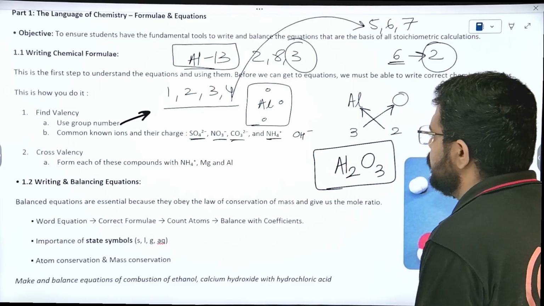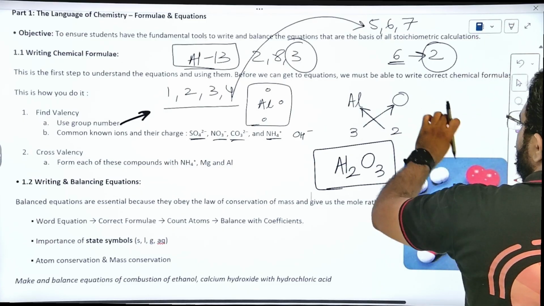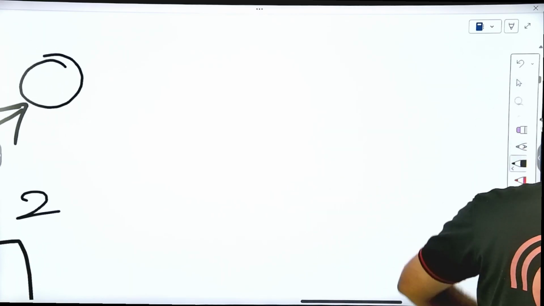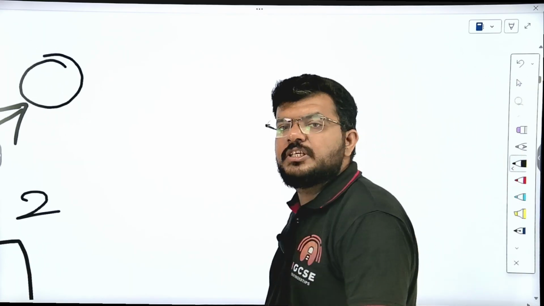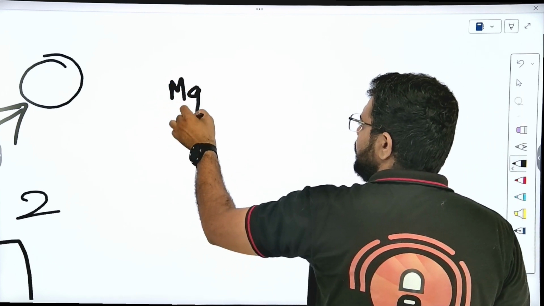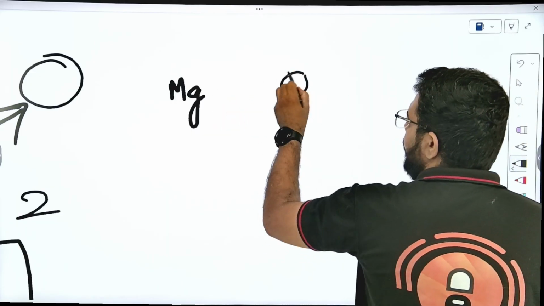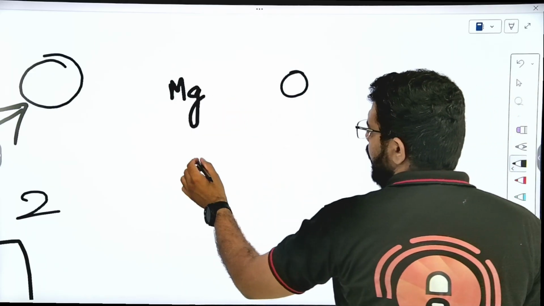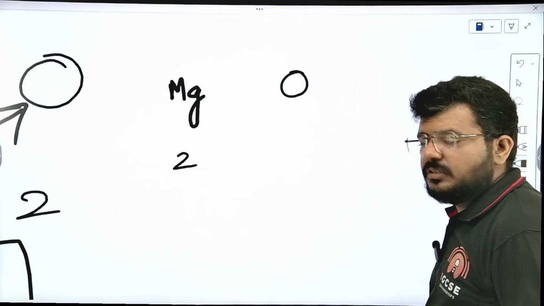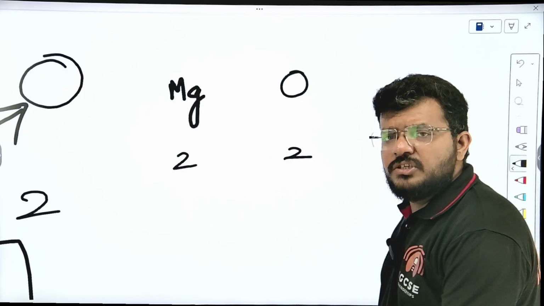I hope you understood this, but let me try it with one more example, and let's also take a few more examples where we can clearly understand the crossing method, right? So let's say that I have magnesium, Mg, and I am combining it with oxygen. Now, magnesium being in group 2 has a valency of 2. Oxygen, as we have just found out, being in group 6 also has a valency of 2.